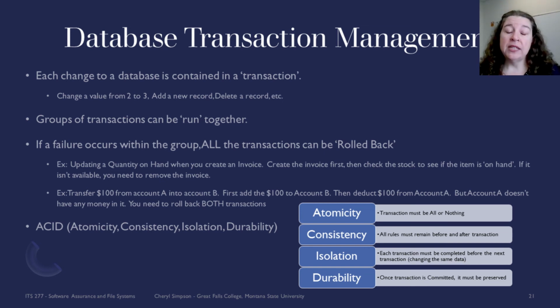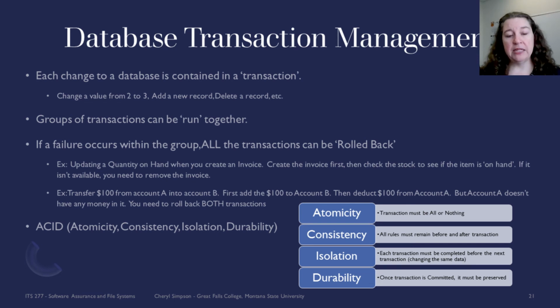transaction. So transactions in a database can be groups of statements, changes, each individual transaction that can be grouped together to allow us to do this rollback or commit. Once everything worked out nicely, we can commit. If there's any errors, we need to roll it back.